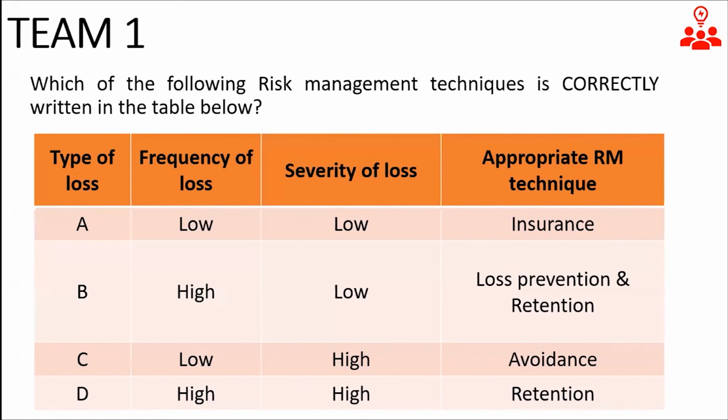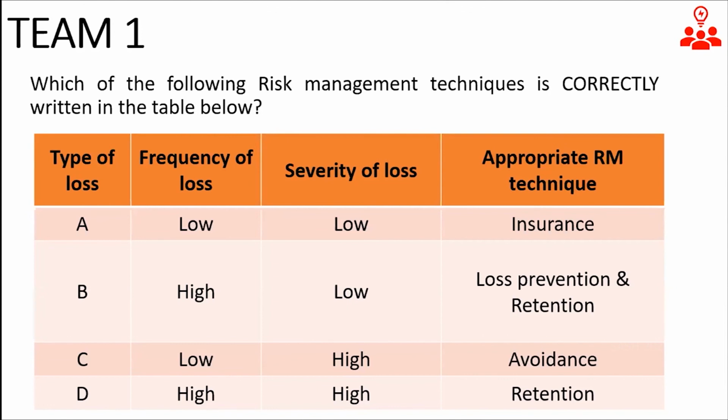Which of the following risk management techniques is correctly written in the table below? So you have 4 options, A, B, C, and D. Ma'am, we can't see the D option, ma'am. D option is both frequency of loss and severity of loss are high, and the appropriate risk management technique is retention. Which of the following is correctly written? Okay, I think, high, low, loss prevention and retention. Ma'am, it's option B, high, low, loss prevention and retention.